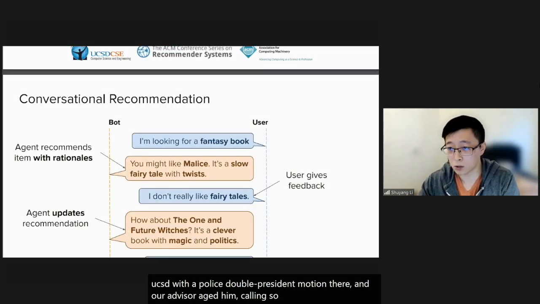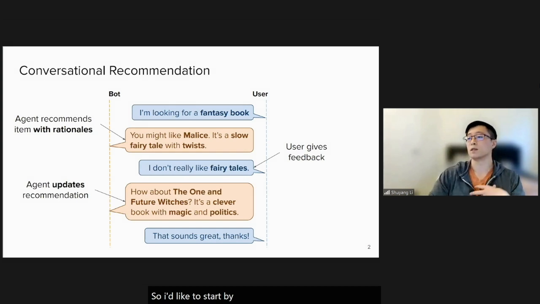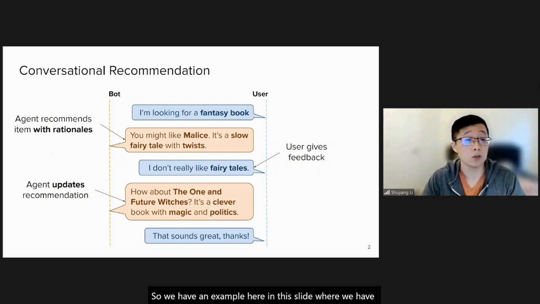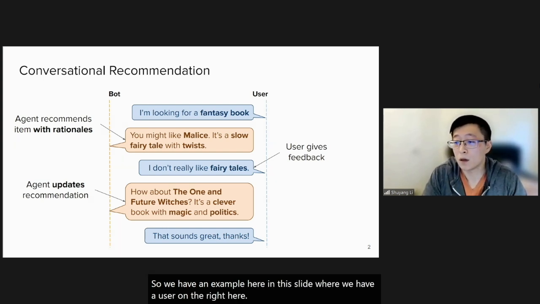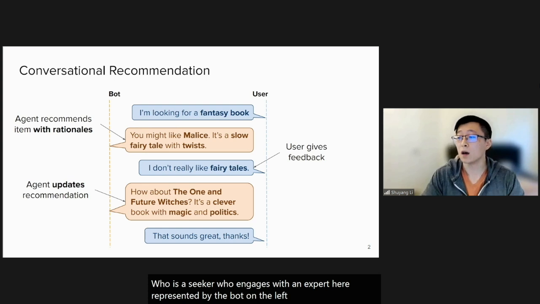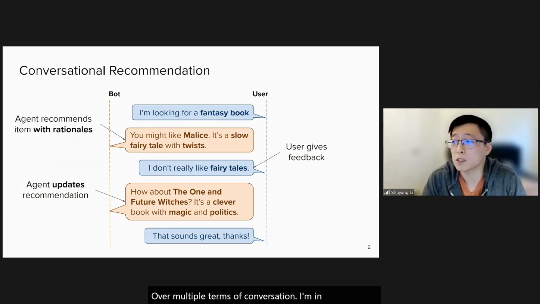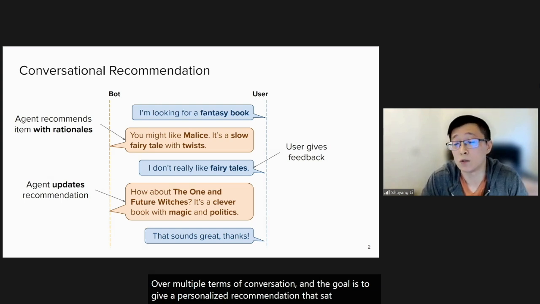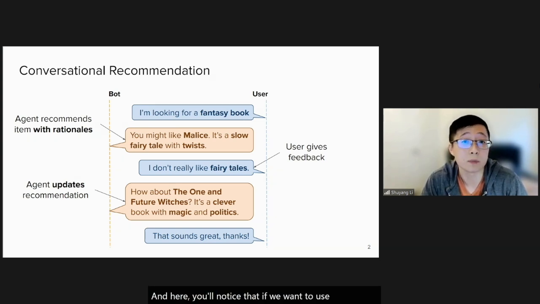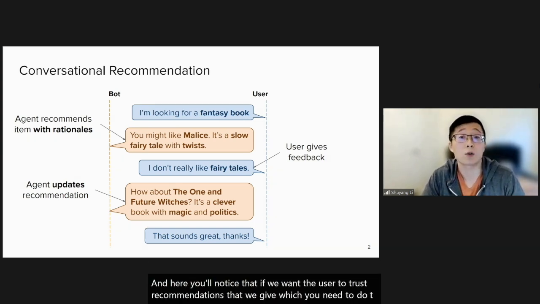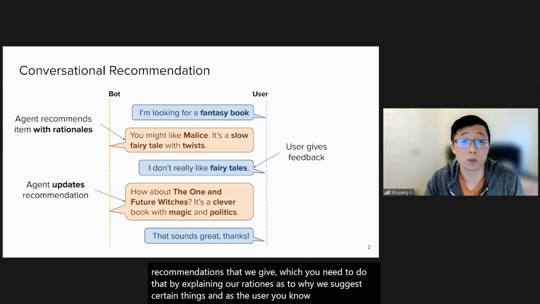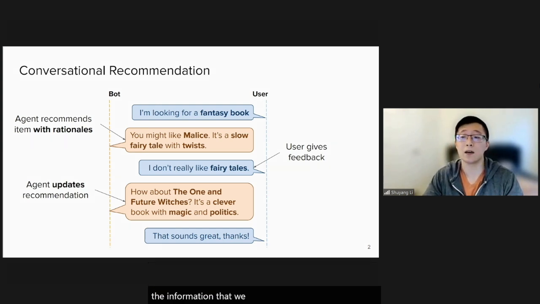So I'd like to start by going over the idea of conversational recommendation. We have an example here on this slide where we have a user on the right, who is a seeker who engages with an expert, here represented by the bot on the left, over multiple turns of conversation. And the goal is to give a personalized recommendation that satisfies the user's preferences. If we want the user to trust the recommendations that we give, we need to do that by explaining our rationales as to why we suggest certain things. And as the user interacts over multiple turns, the information that we present them helps them to make decisions.